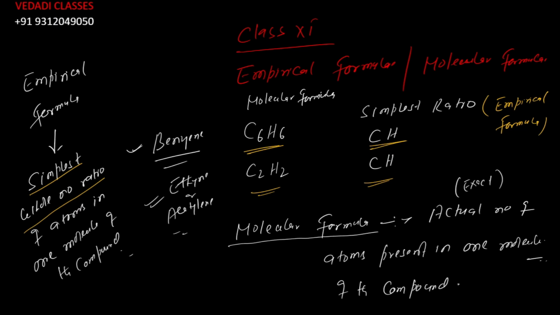So the simplest ratio of 2 or more molecules may be the same, but the molecular formula must be different for different molecules. The empirical formula of 2 different compounds may be the same, as in the case of benzene and ethyne, which both have the same simplest ratio. So this is the empirical formula and the molecular formula.